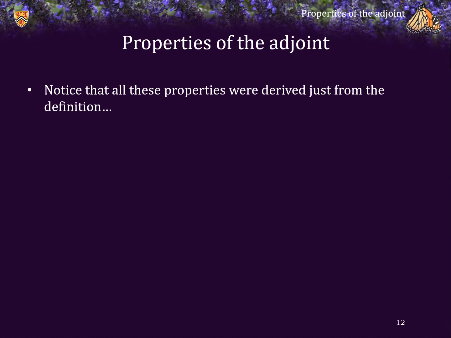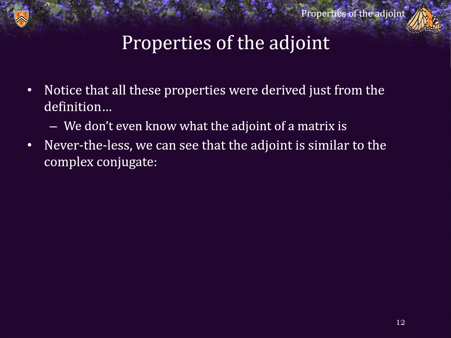Notice that all of these properties that we have derived thus far come simply from the definition of the adjoint. We know that all linear maps on finite dimensional vector spaces must be representable by an M by N matrix. Consequently, the adjoint of an M by N matrix must be an N by M matrix, but we don't even know what that is yet. However, nevertheless, we can already see that the adjoint is very similar in its properties to that of the complex conjugate.